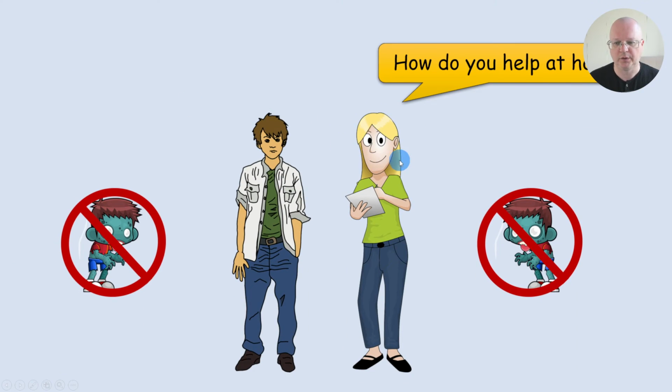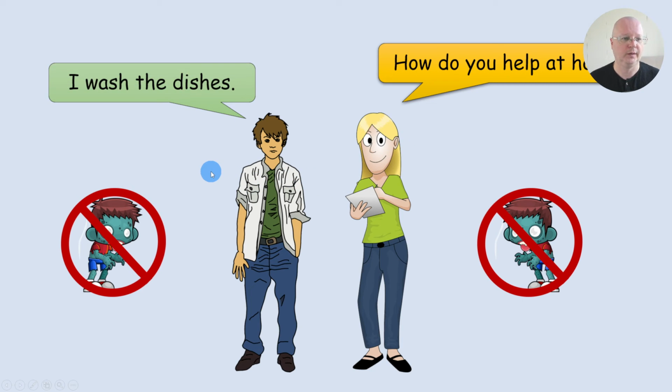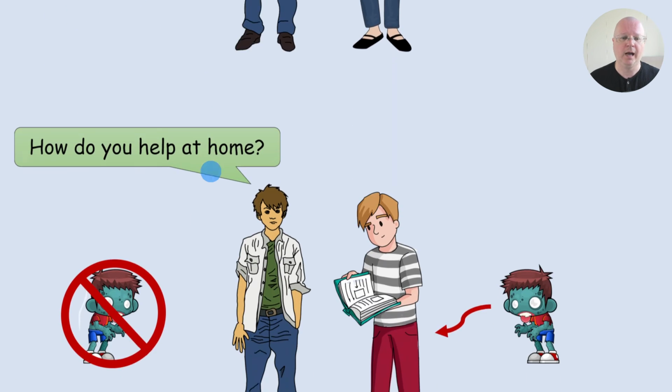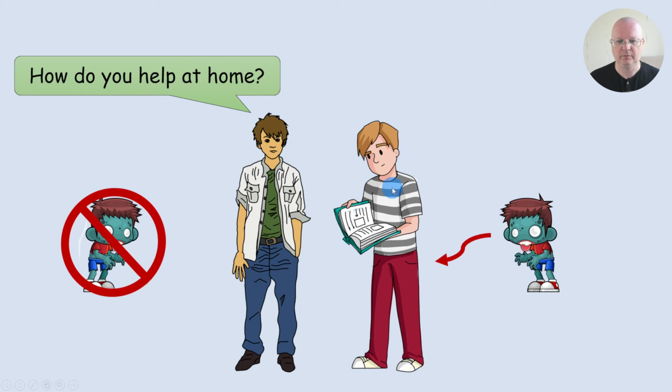So here's how it works. Let's say these are 2 humans, they're not zombies, and she asked the question, how do you help at home? If you're not a zombie, you just say what you do at home, how you help your parents at home. I wash the dishes. All good, you're humans.